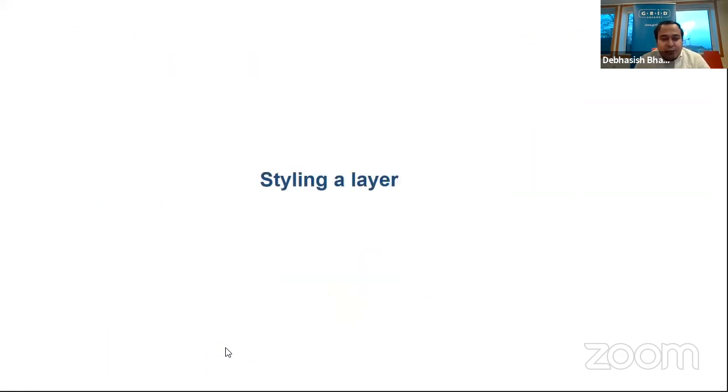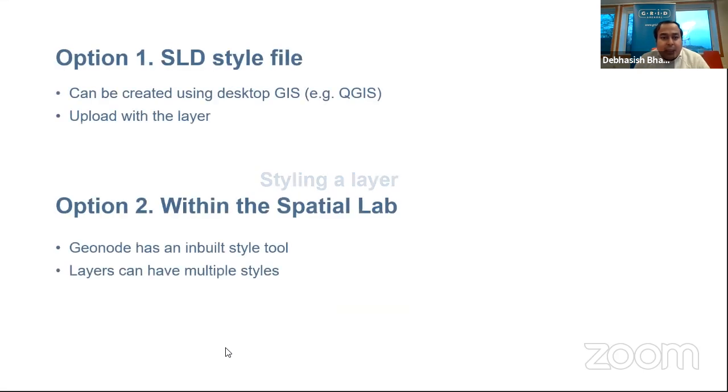Another interesting feature is styling a layer. It will be quite boring if you upload a shapefile and it comes in with the default color, which is gray. In the world of GIS and cartography, people always want to see things that are more colorful and eye-catching. So in GeoNode, we can style the layer in two ways. One is by an SLD style file, and another is that we can do it within the website itself.